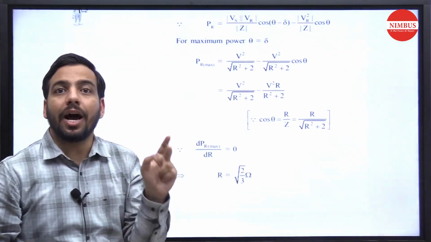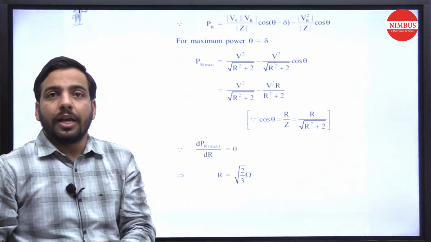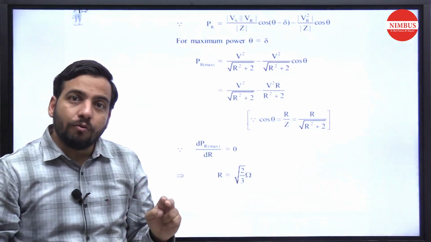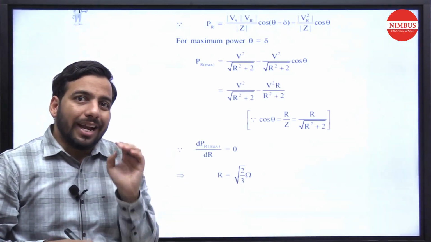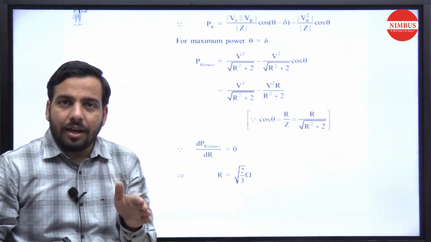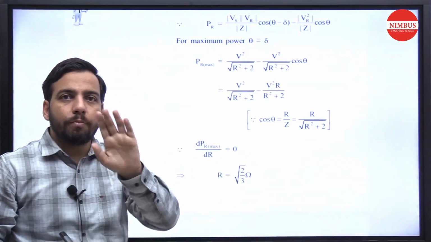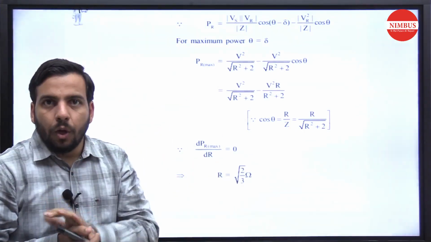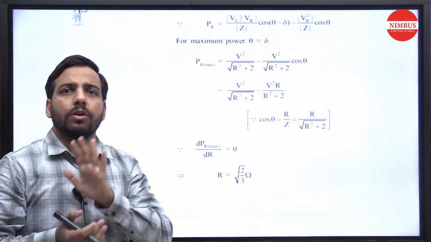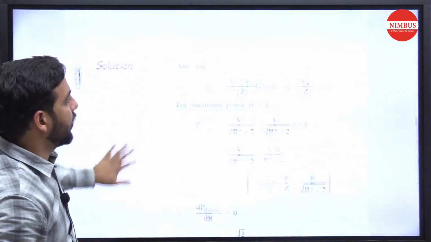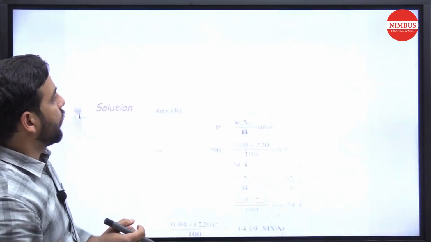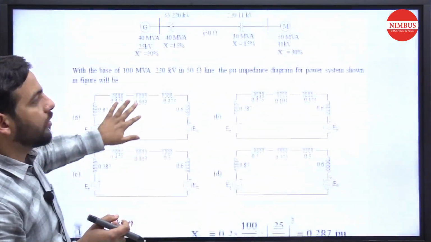PS and QS are only calculated when, in the question, the sending end, or generator 1 or generator 2 power factor has been asked, or Q losses have been asked. Simply this one, look at here. The first question was per unit system.